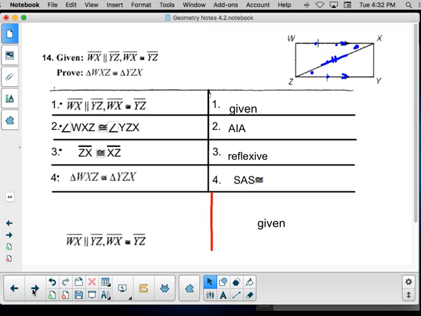They can happen in either order. Generally my first thing is my given, and then I have my alternate interiors, my reflexive, side angle side, or I have my given, my reflexive, alternate interior angles, and then side angle side. That's up to the person doing the proof. Okay, I hope that's helpful.